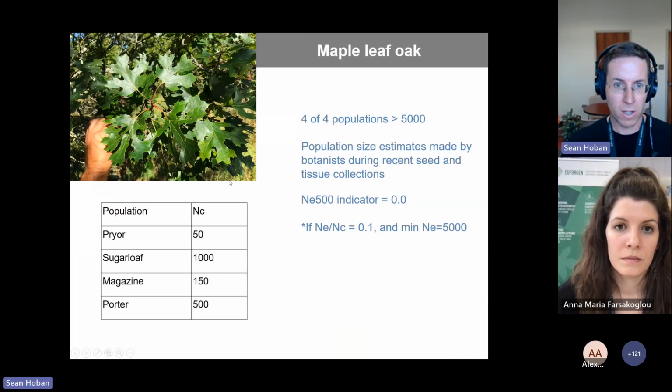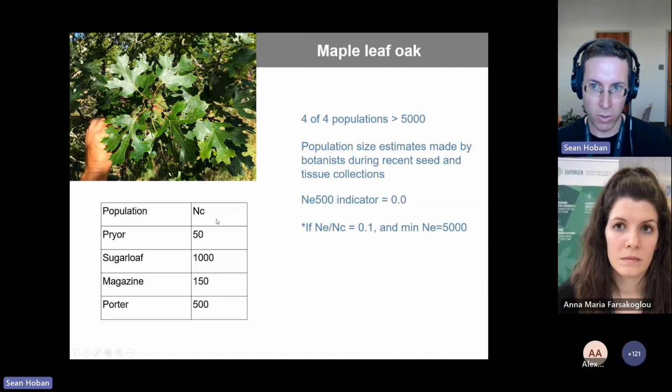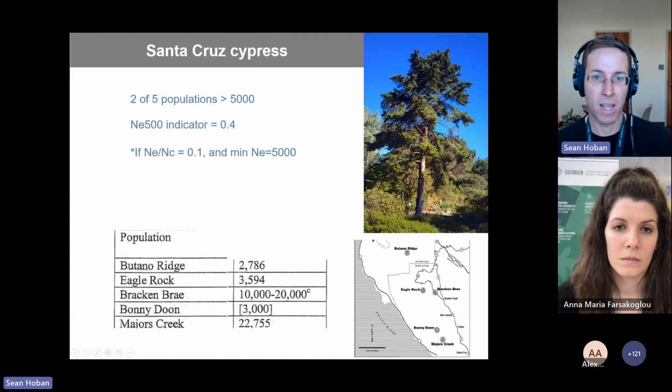This rare oak, native to just a few populations in the US, all of them are well below NC 5000. Estimates were made based on recent seed collecting expeditions, and so the indicator for this species is 0. And then the fourth one I want to explain, Santa Cruz cypress, occurs in 5 distinct populations in California. 2 of those 5 are well above 5,000, giving us an indicator value of 0.4.